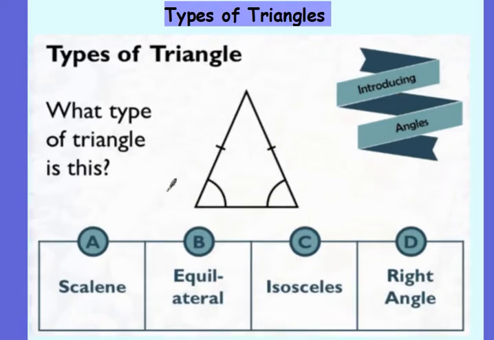What type of triangle is this? Let's see cards up in 3, 2. You can write down A, B, C, D in your light blue books in the same way. 1. I was looking for C, isosceles triangle.